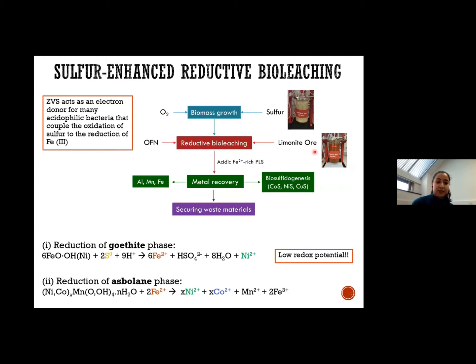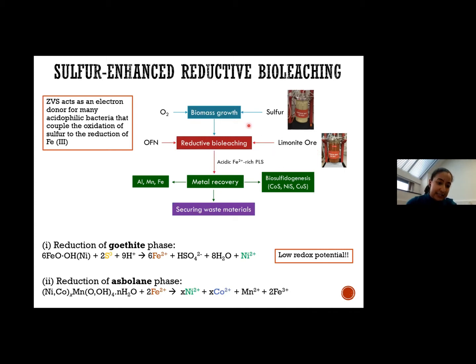The term sulfur-enhanced bioleaching has been used to describe the microbially accelerated dissolution of minerals carried out under both oxidizing and reducing conditions. In the case of oxidized ores, we need to apply reductive bioleaching as opposed to oxidative bioleaching. This technique uses bacteria that couple the oxidation of elemental sulfur to the reduction of iron 3 to iron 2. And the bacteria that reduce the iron 3, mostly strains of Acidithiobacillus, also oxidize iron 2 when oxygen is available. So these processes are usually carried out under anaerobic conditions.